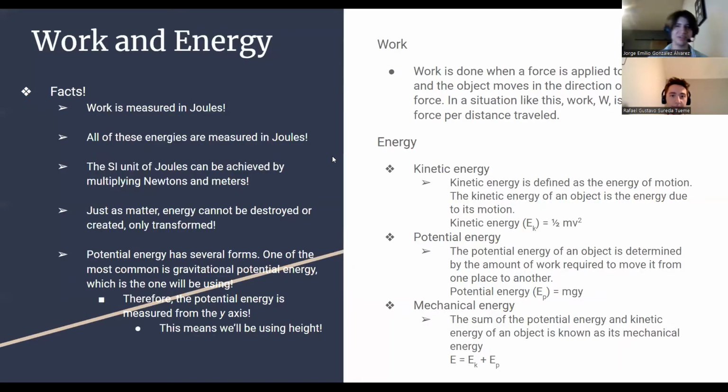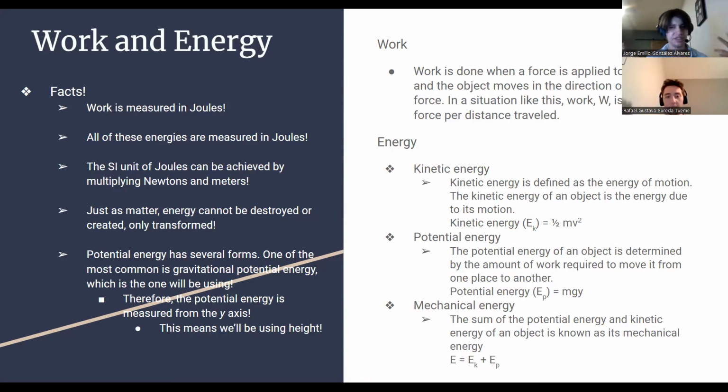So what is work? Work is done when a force is applied to an object and the object moves in the direction of the applied force. In a situation like this, work, W, is defined as force times distance traveled. Energy: there are three types of energy: kinetic energy, potential energy, and mechanical energy.